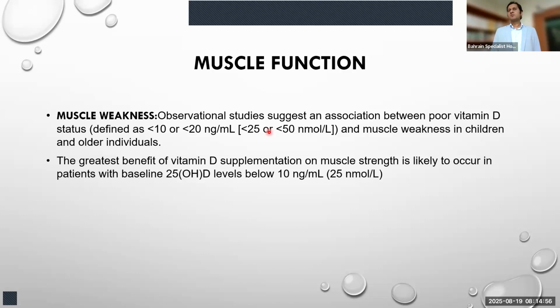If we talk about muscle function, some studies have shown that vitamin D less than 10 leads to muscle weakness in older individuals. In that study, it was shown that the risk of falls in older individuals was more when their vitamin D was below 10 nanogram per ml.